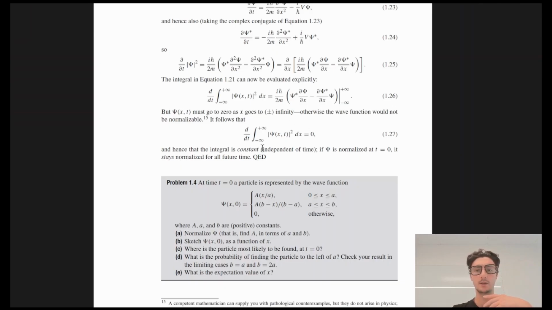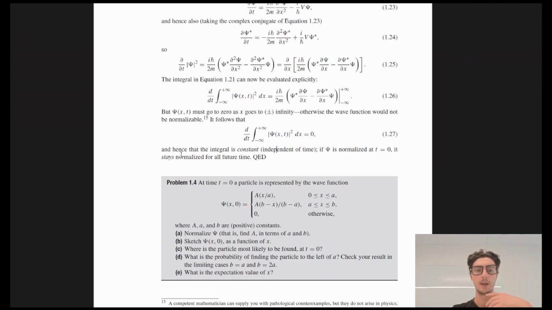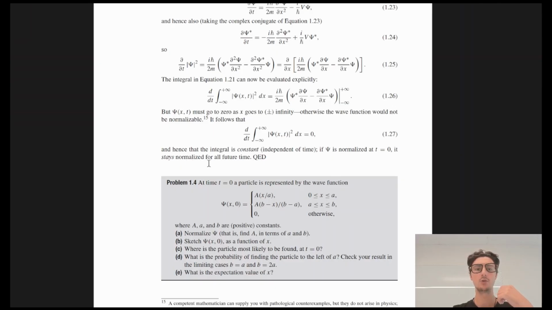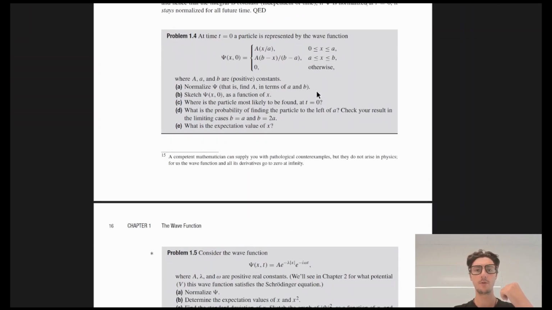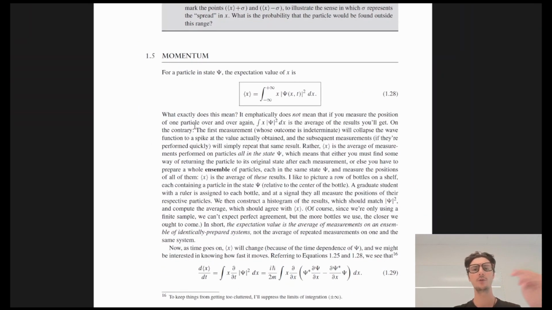It follows that the derivative of this thing is equal to 0, and hence that the integral is constant, independent of time. If psi is normalized at t equals 0, it stays normalized for all future time. QED. Awesome. Here we have a problem. Here we have another problem. Amazing. If that chapter was confusing, don't stress. We're going to see it in practice when we do a few problems. Let's keep reading with the second last section, I think, momentum.